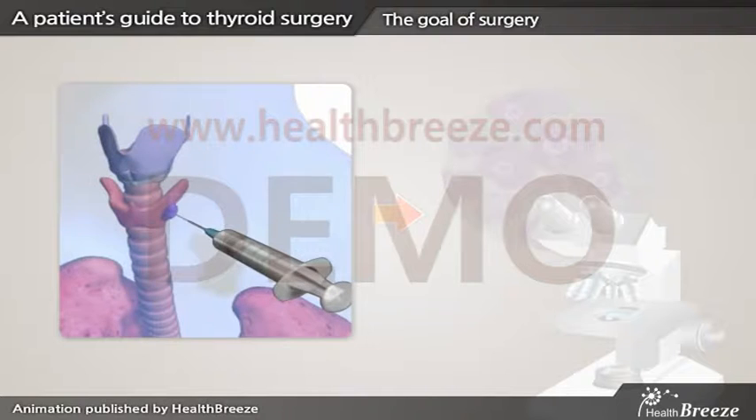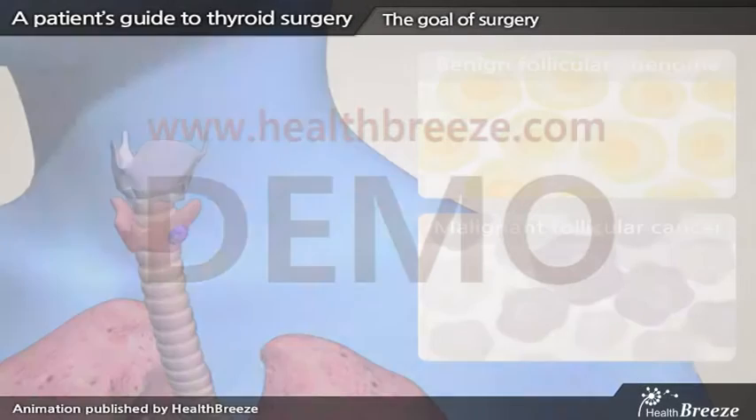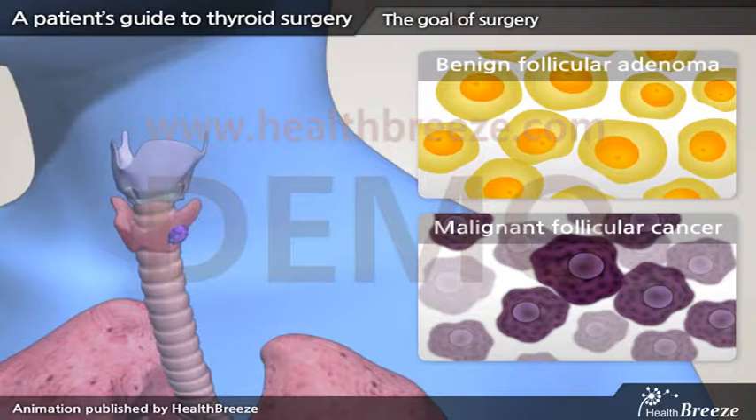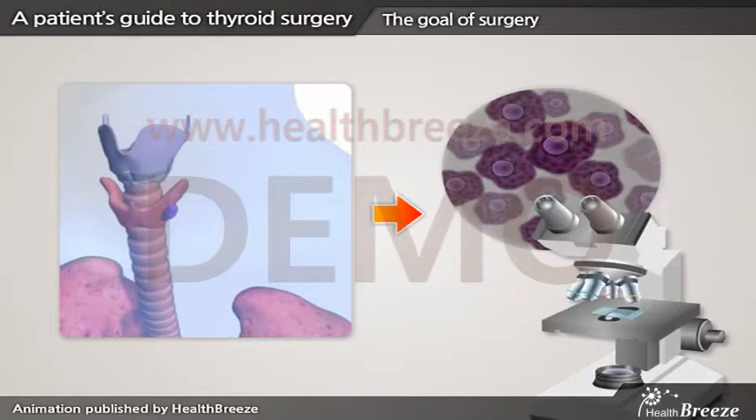Fine needle aspiration biopsy is the gold standard evaluation for most of the thyroid cancer types. However, FNA biopsy cannot distinguish between a benign follicular adenoma and a malignant follicular cancer. Hence, FNA diagnosis of follicular tumor is simply referred to as follicular neoplasm. Therefore, a follicular neoplasm biopsy result warrants a diagnostic thyroid surgery.